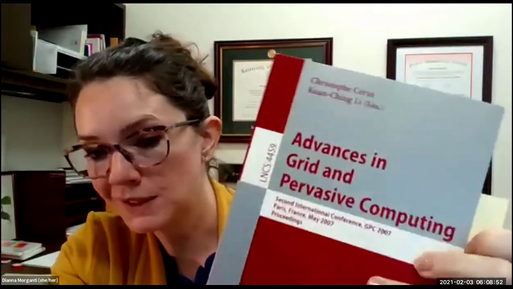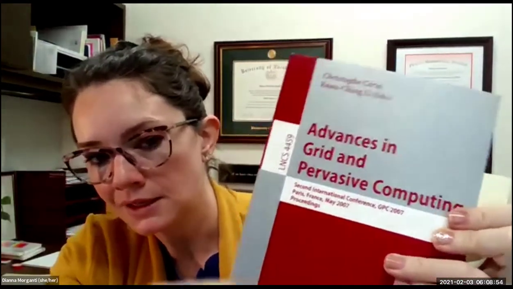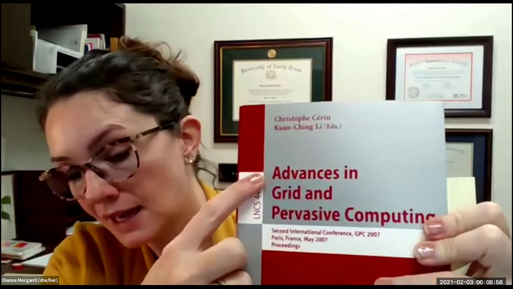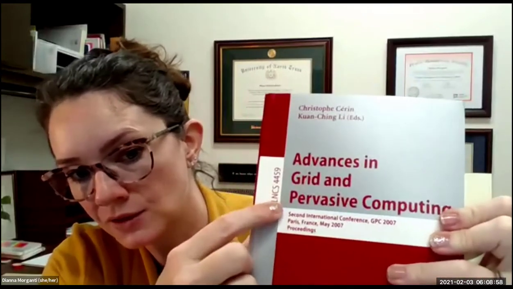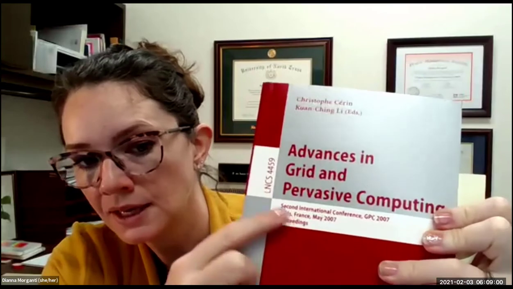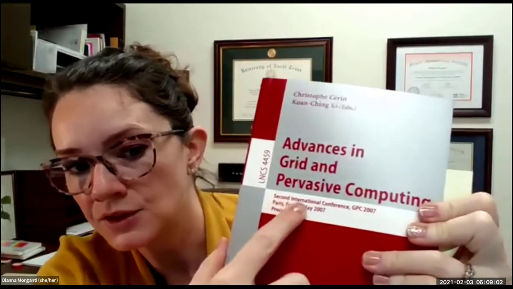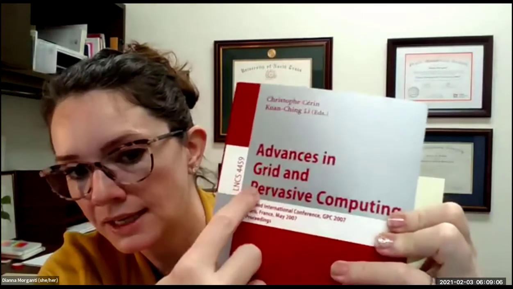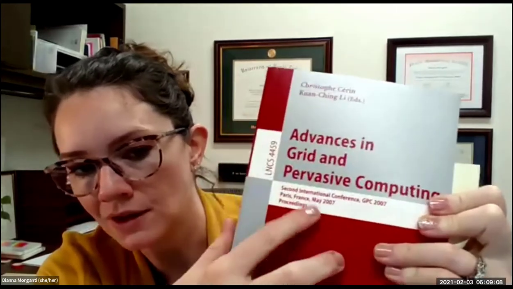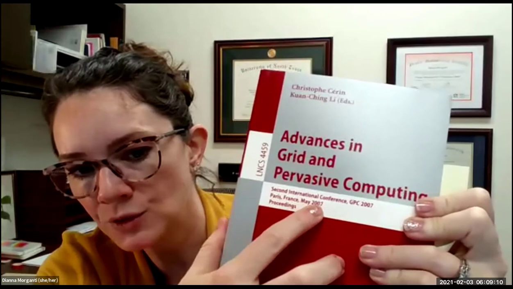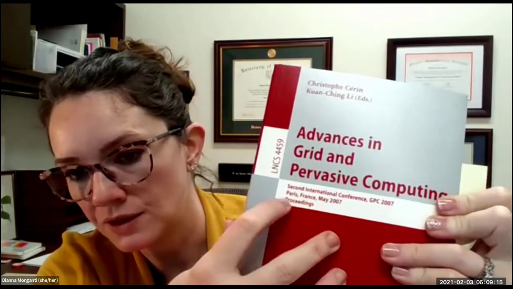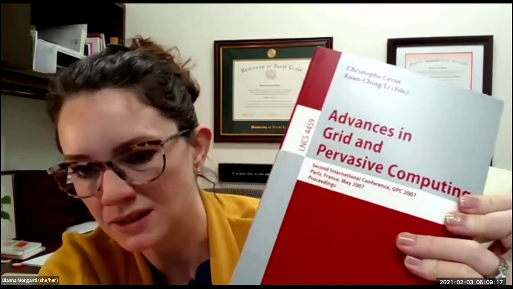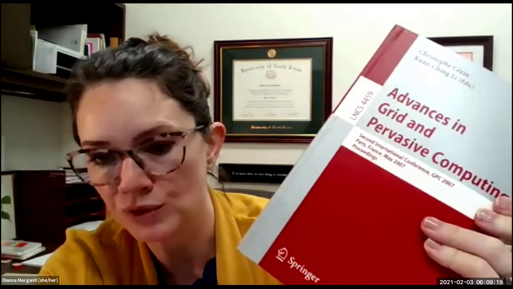So this is the proceedings of a conference. The title of the proceedings is Advances in Grid and Pervasive Computing. And it lets you know here, it's the second international conference. GPC stands for Grid and Pervasive Computing. So that's the title of the conference. May 2007, it was in Paris, France. And then this lets you know these are the proceedings. Proceedings just means the papers that were presented at that conference.